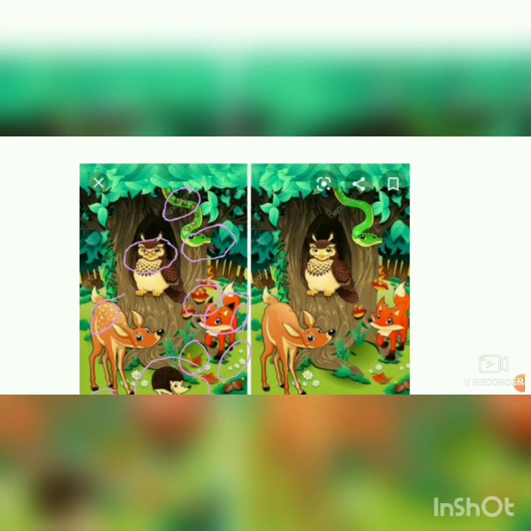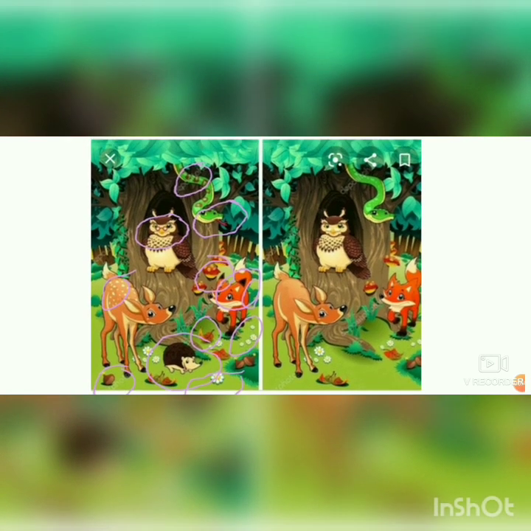Okay, now look at this. These are the differences we found in the picture. Yes, the spots on the snake, the tongue of the snake, spectacles of the owl, mushrooms on the trunk, color of the ears of the jackal, flowers and nuts and leaves on the ground, porcupine on the ground, and spots on the deer. So, these are the differences we found.